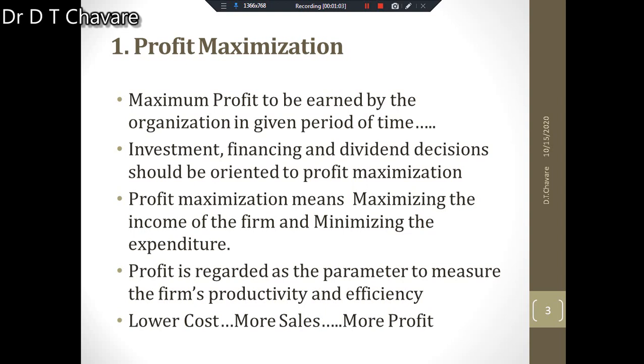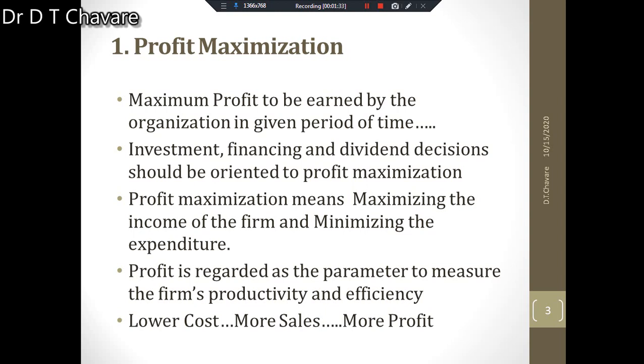The profit maximization goal implies that the investment, financing and dividend decisions of the enterprise should be oriented to profit maximization. Try to understand. Maximization of profit can be defined as maximizing the income of the firm and minimizing the expenditures.